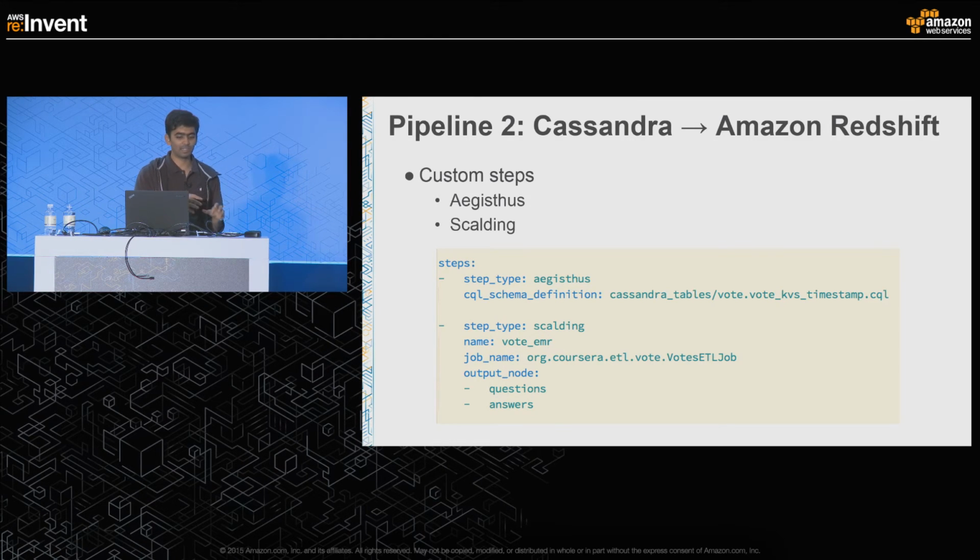Then we have the Scalding step. Here, it's going to use the data from the previous step and then run an EMR job. We had a single jar, and the EMR job specifies a function which transforms the JSON object that was loaded in Cassandra into multiple relational entities. So here you're going to just map over the JSON object and create different outputs into different flat files, which each correspond to one of the tables in Redshift. So here we're going to output different nodes. One, we want to output a questions table, and we're going to output an answers table.